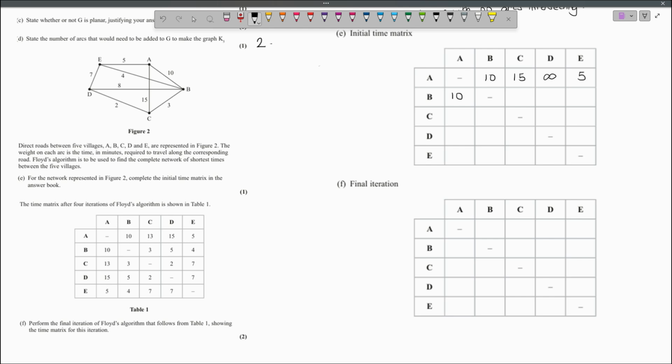Next up, B to C has distance 3. B to D has distance 8. And B to E has distance 4. C to D has distance 2. C to E doesn't exist, so it's going to get infinity. Finally, D to E has distance 7. So now we can just reflect what we've already got.